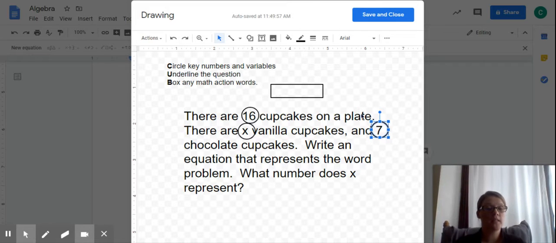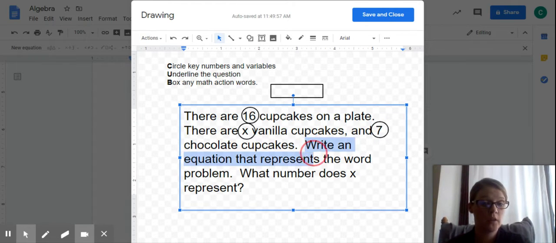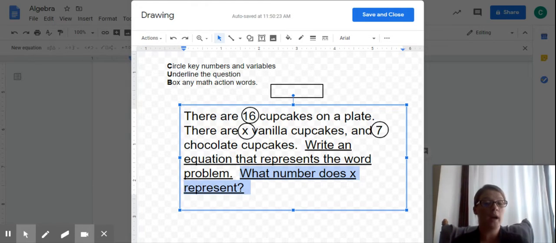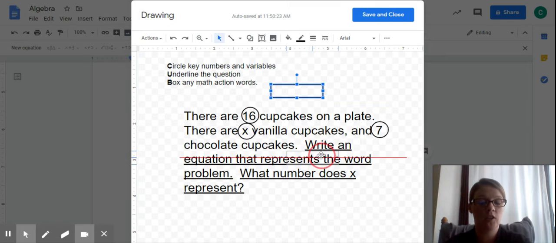Write an equation that represents the word problem. What number does X represent? So you're also going to underline the question. There are 2 things this question is asking you to do. So you're going to want to underline both so you remember to do both parts of the problem. So I'm just going to do that. And so this is asking us to write an equation and then solve it. On the pre-assessment, I noticed a lot of you solved it but didn't write your equation. Totally fine. I didn't count anything wrong on your pre-assessment, but on the post-test, I want you to do both steps, okay? And then we're going to box any math action words.